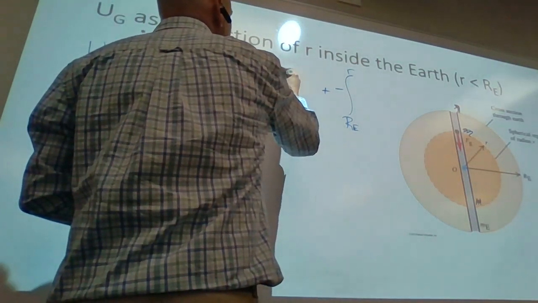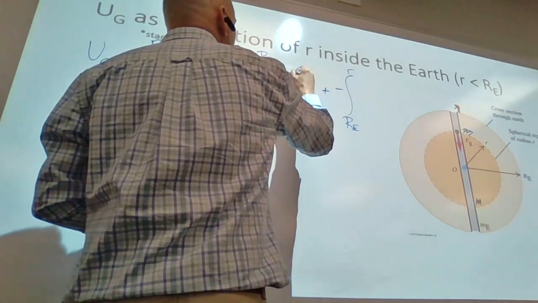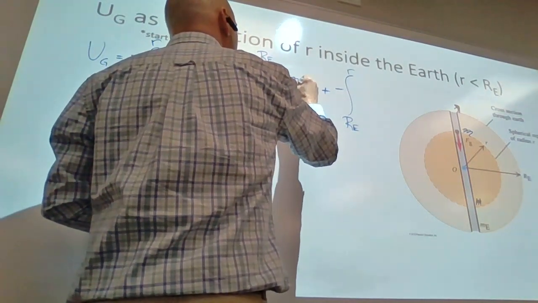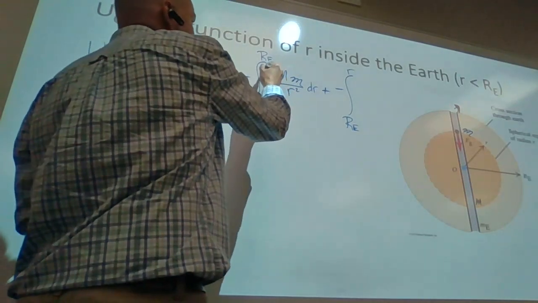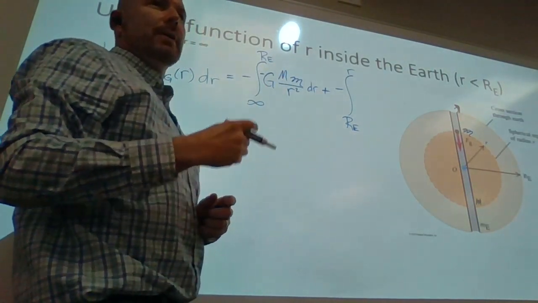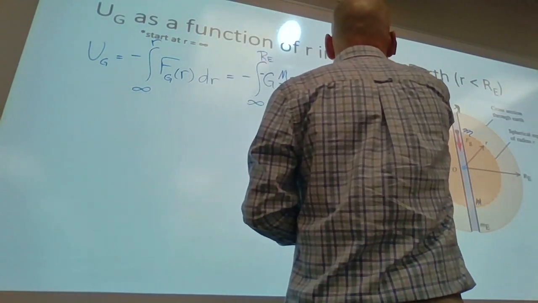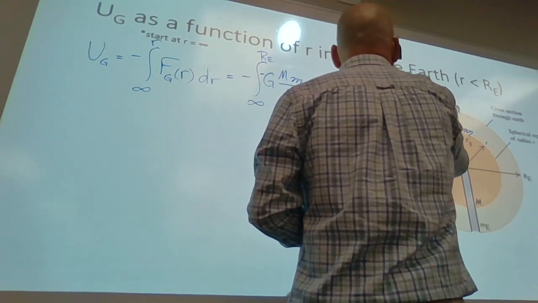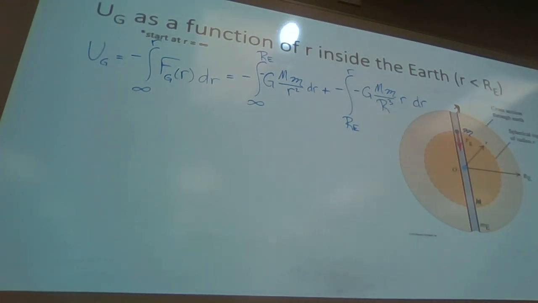Okay. So we've got G M script M over R squared dR. And that's also a negative because the force is going towards the center of the planet. Okay. And then here we have negative G M over R cubed R dR. You all right with that? Constants out because I'm lazy.